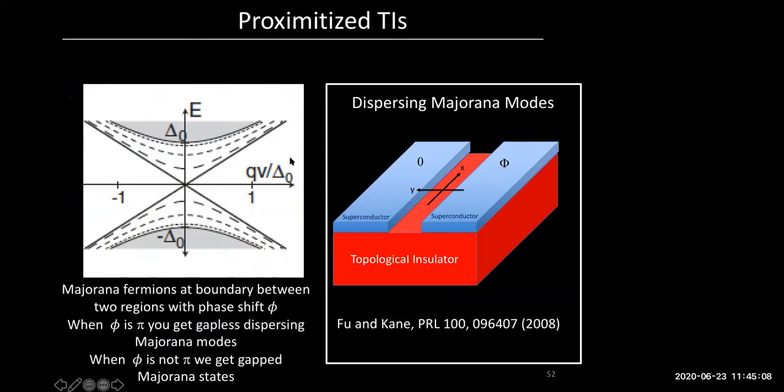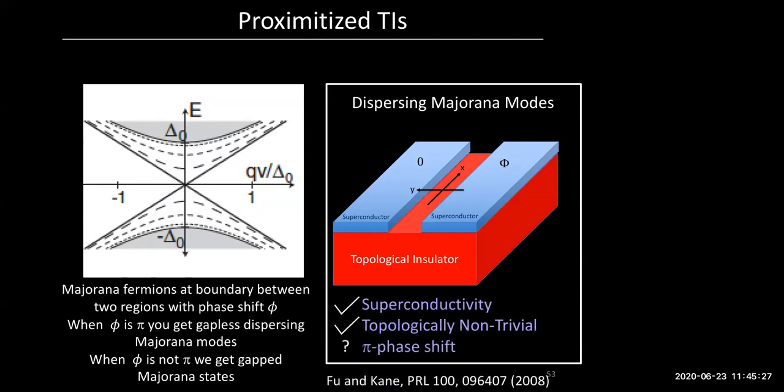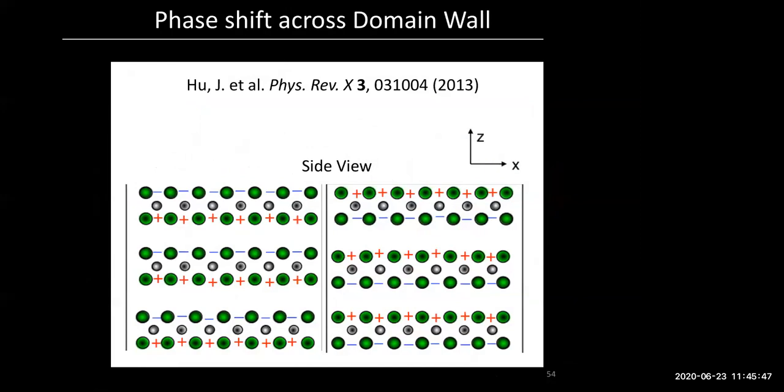Charlie Kane and Liang Fu showed that no matter what this phase shift is, you still expect to see these Majorana states inside the gap. The only difference would be whether or not they're linearly dispersing at zero energy or whether they have a gap. Okay, so do we have all the ingredients we need? We have S-wave superconductivity. We have non-trivial surface states on the surface of this material. Now we need to somehow engineer a pi phase shift. And the question is, how do we do that?